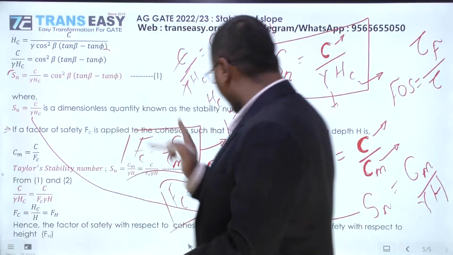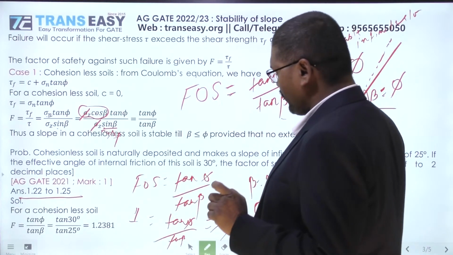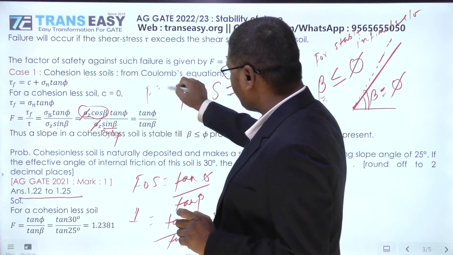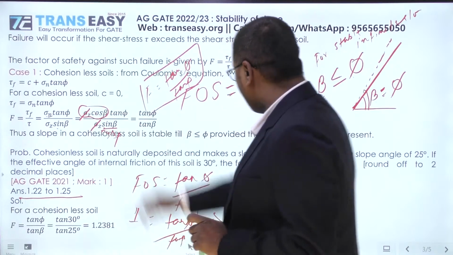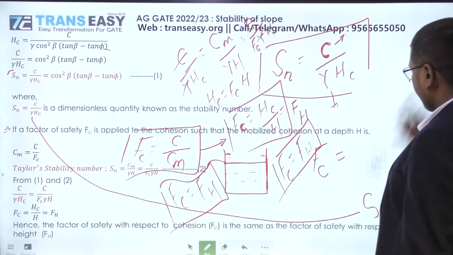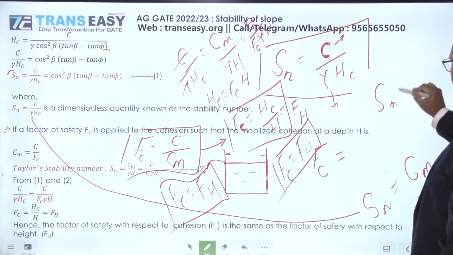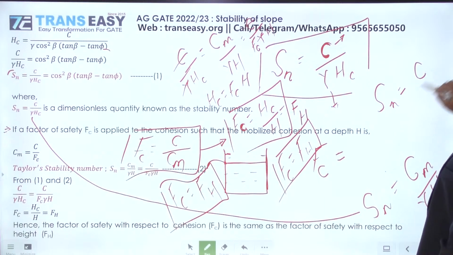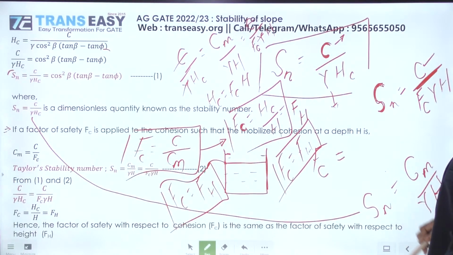ओके, तो अपना जो है ना इनफाइनाइट स्लोप की अगर प्रॉब्लम आ गया तो दो ही प्रॉब्लम पूछे जा सकते हैं, दो डिफरेंट टाइप के प्रॉब्लम आपके क्रिएट होंगे. If factor of safety is equal to tan phi upon tan beta, okay, and सेकेंड प्रॉब्लम क्या आएगा कि ये जो आपका टेलर्स स्टेबिलिटी नंबर है, Sn is equal to C upon Fc gamma H.